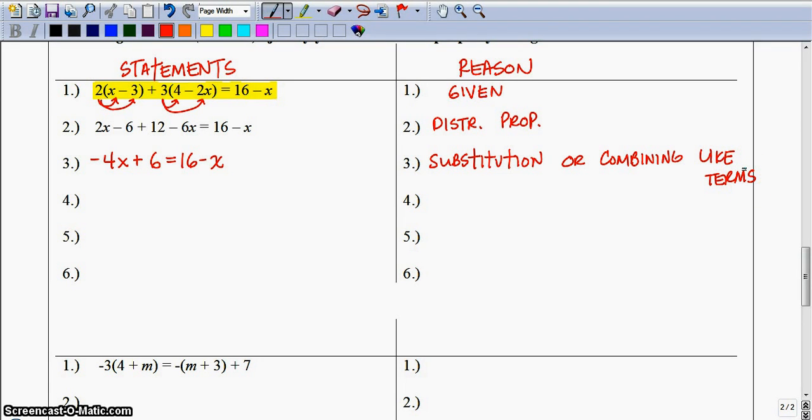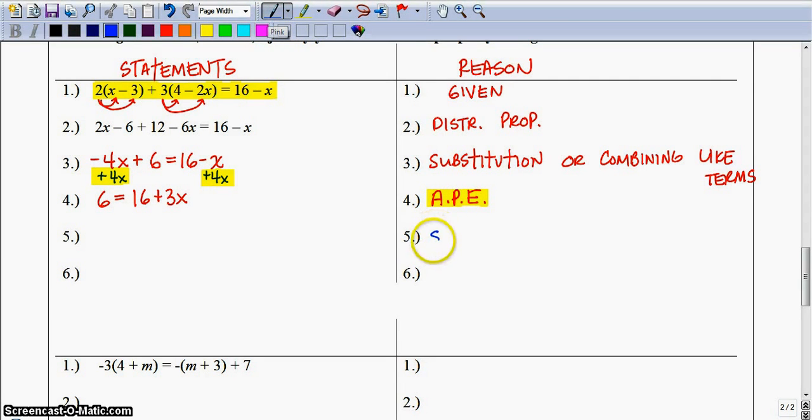Step 4, we're going to move the variables to the same side of the equation. So I'm going to say 6 equals 16 plus 3x. I used addition property of equality, and to both sides I added 4x. You don't have to show that step, or you could try to squeeze it in or write it horizontally. But it is common practice not to show this step because you've communicated here what you did.